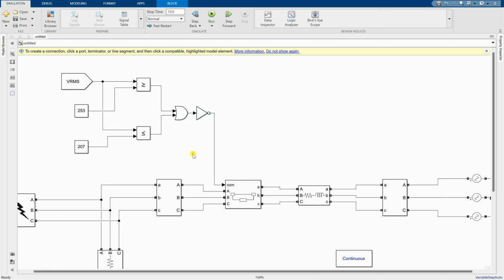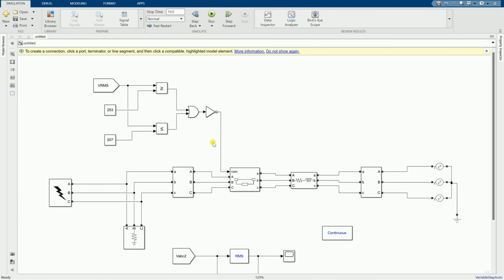Let's say, for example, if VRMS is greater than this value, it will give us 1. When it gives us 1 and is inverted, it will give us 0. If these two are false or 0, it will give us 1. So the circuit breaker will still be closed.